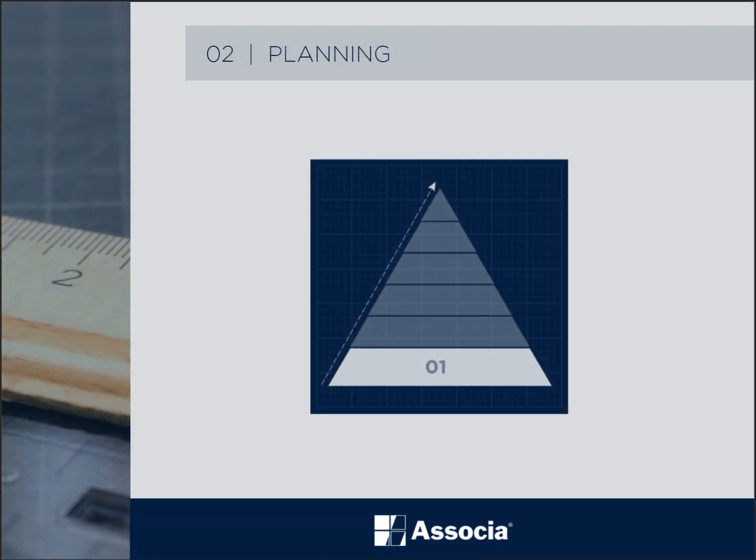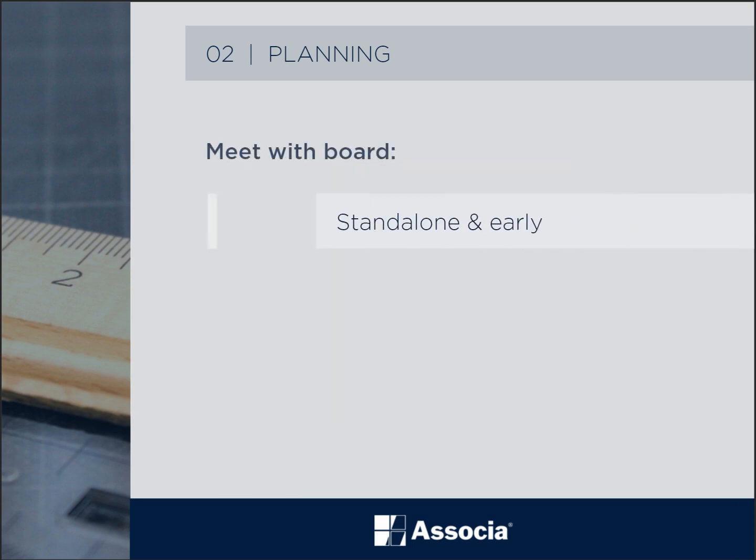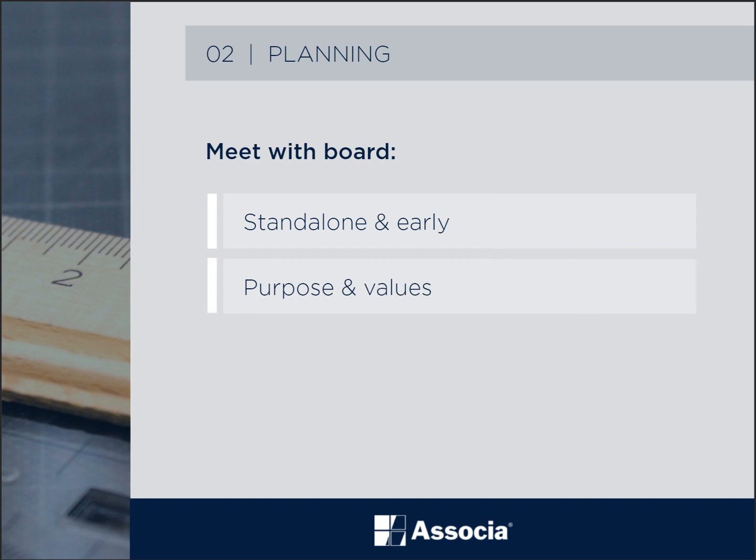Once you've established a strong foundation, the next step for success is planning. This should be done as a standalone meeting so that everyone is fresh and able to get to work. Try to set aside time on a Saturday or on a weekday when you can begin by 1 o'clock in the afternoon. Dedicate the first 1 or 2 hours of your planning session to discussing the purpose of your association and your core values. Questions that can help with this definition are, what makes our community unique?